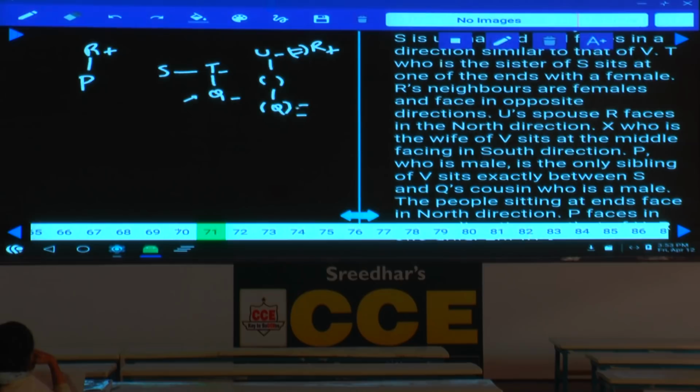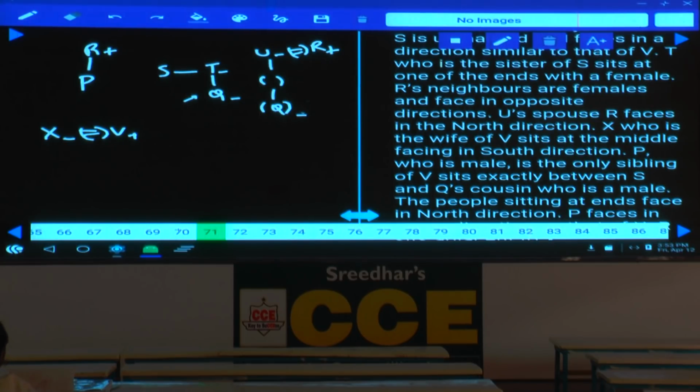Now this Q is the wife of whom? Q is the wife of V? No. U's spouse R faces in the north direction. X is the wife of V. Now X is the wife of V. X and V are a married couple. X, the wife of V, sits at the middle facing in the south direction.